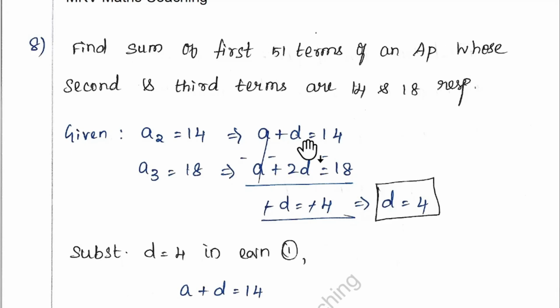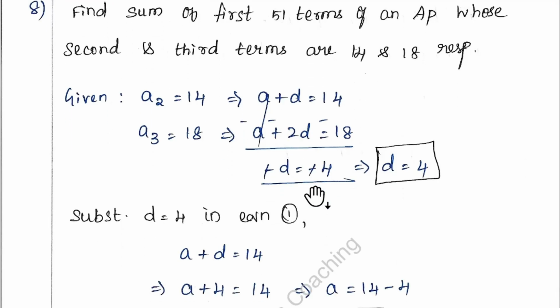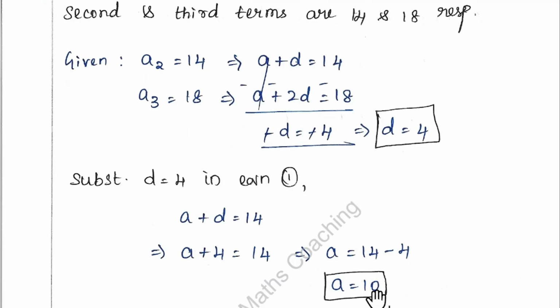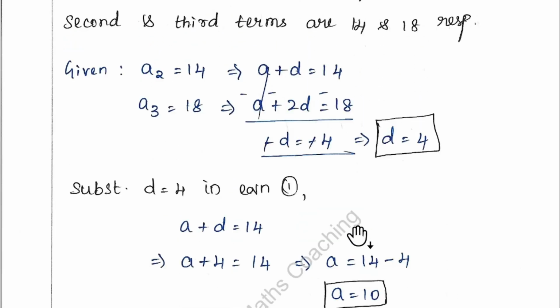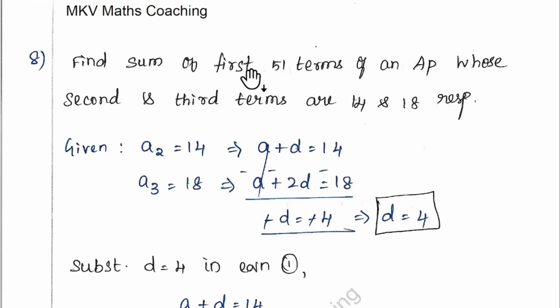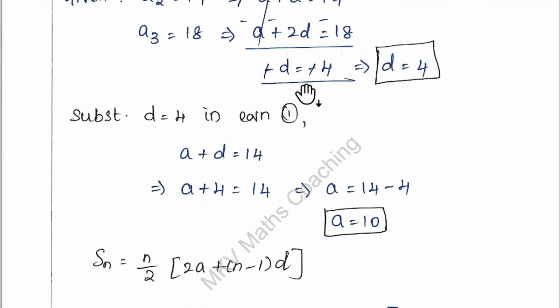I am substituting it in the first equation. A plus 4 equal to 14, right? A equal to 10. 14 minus 4 is 10. So once you got a and d, what you need to find? Sum of first 51 terms. 51 is what then? N, right? So sum of 51 terms means n will be 51, right?